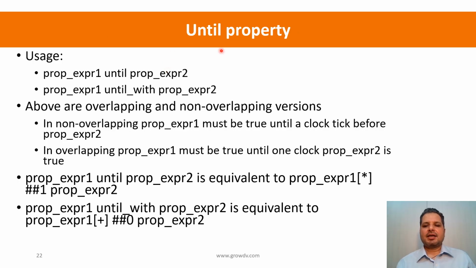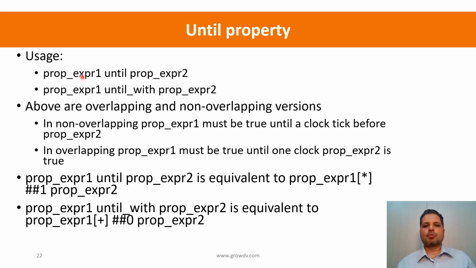Okay, let's understand the until property. The usage is as follows. You have property expression 1 until property expression 2, and the second usage is property expression 1 until_with property expression 2. The first one is the non-overlapping use, and the second one is the overlapping use case. As the name suggests, you want property 1 to be true till at least 1 clock before property expression 2, because you want them to be non-overlapping.